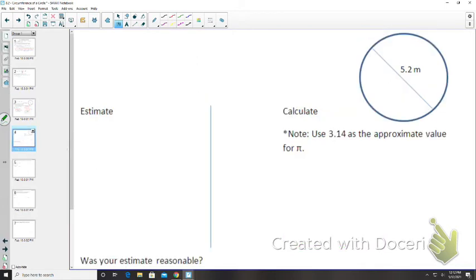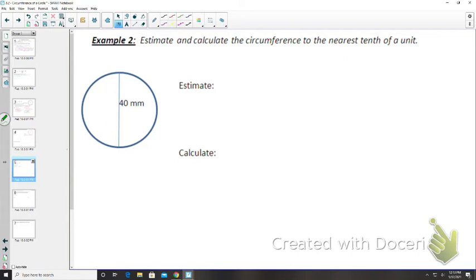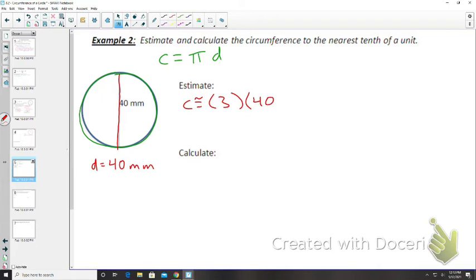All right, next example. Okay, so example 2. Estimate and calculate the circumference to the nearest tenth of a unit. So again, circumference is equal to pi times the diameter. Okay, we know the diameter is 40 millimeters. So for our estimation, we're just going to approximate pi as 3, multiplied by our diameter, which is 40 millimeters. So our estimate will give us approximately 120 millimeters for our circumference.